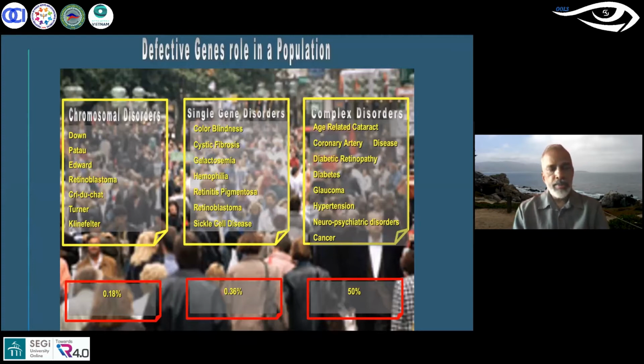A huge number of disorders come under this category, and there are more than 15,000 disorders. Some of them are common, many of them are rare or ultra rare disorders. As optometrists, you would have seen very often color blindness, sometimes galactosemia, retinitis pigmentosa, most often, and then retinoblastoma as well.